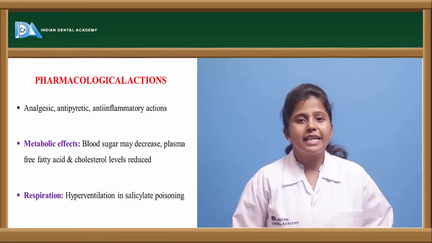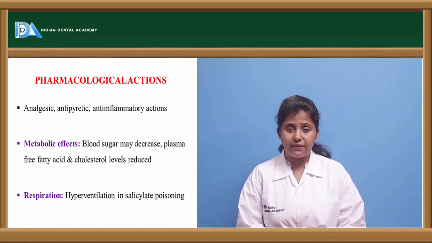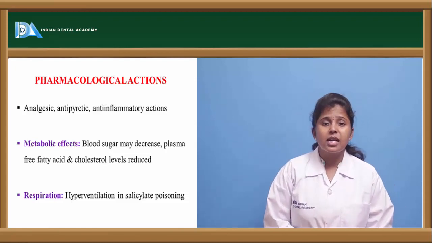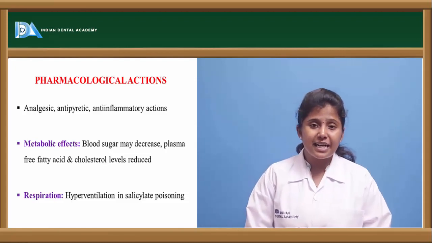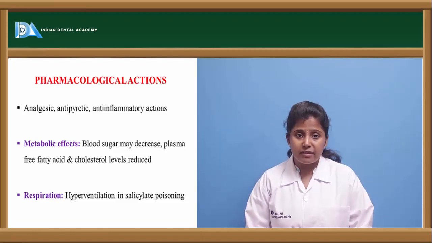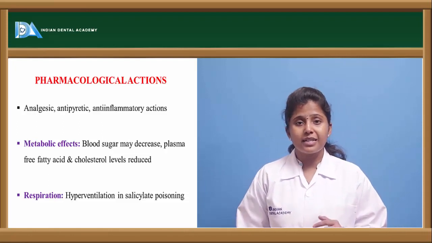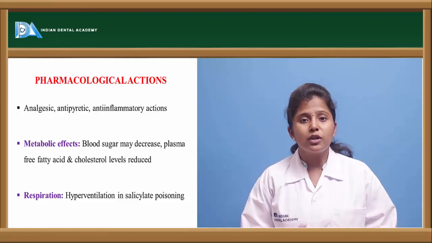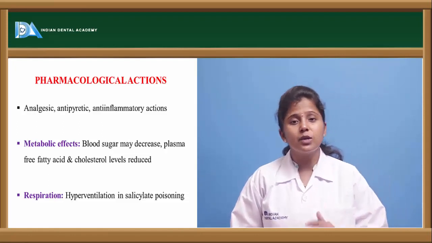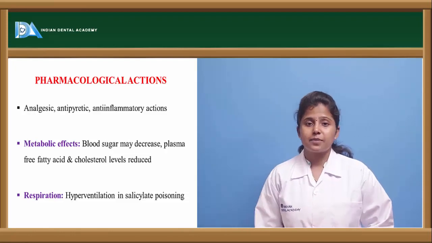Aspirin has effects on metabolism. It shows decreased plasma sugar levels, that is plasma glucose levels, and at the same time it also reduces plasma free fatty acids as well as cholesterol levels. So if metabolism is occurring, then on the action of aspirin, cholesterol, fatty acid and glucose levels are reduced. If they are reduced to normal, then there is no problem, but if these levels are reduced below normal, then it causes a deficiency of these substances.